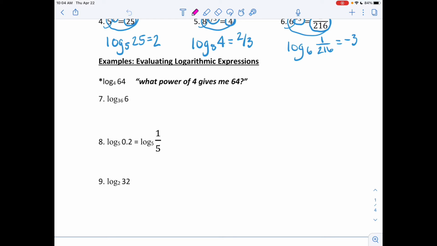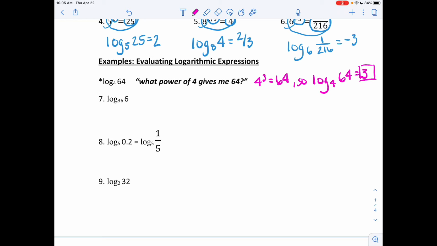So 4 to the first power is 4. 4 squared, 4 times 4, is 16. 4 to the third power, we take that 16 and multiply by another 4, and that gets us 64. So 4 to the third power is equal to 64. So that means that log base 4 of 64 is equal to that third power, 3.